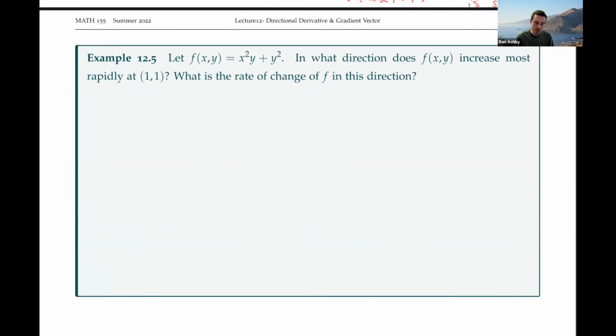So we've got a function f(x, y) is equal to x squared y plus y squared. In what direction does f(x, y) increase most rapidly at (1, 1)? So at the point x is equal to 1, y is equal to 1. And what is the rate of change of f in this direction?